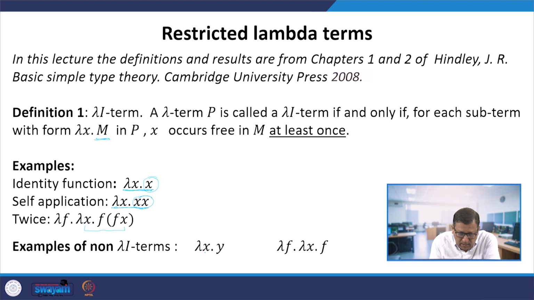Now let us see these examples. Lambda x dot y: here this is the term and this is the subterm. In this M, x does not occur, but the definition says it should occur at least once. So this is not a lambda I term. Similarly, consider K, that is, lambda f dot lambda x dot f. In this term, f occurs at least once, that is true. But once we consider this inner part, here M is f, and x does not occur. So these are not lambda I terms.